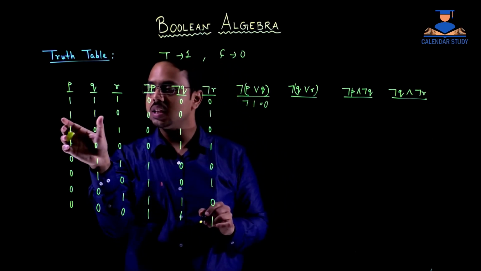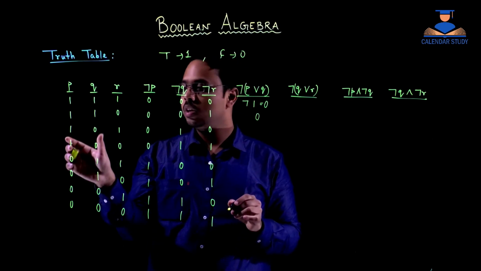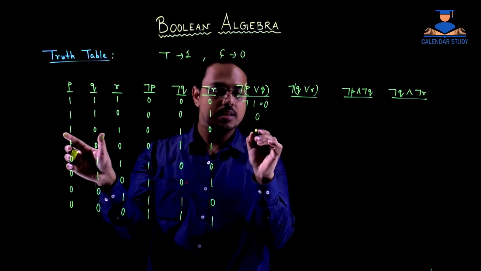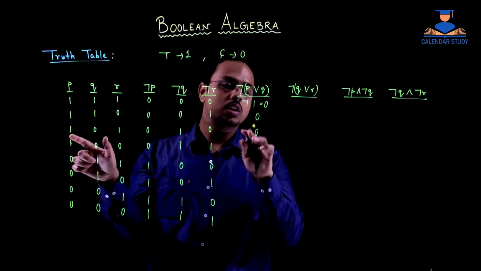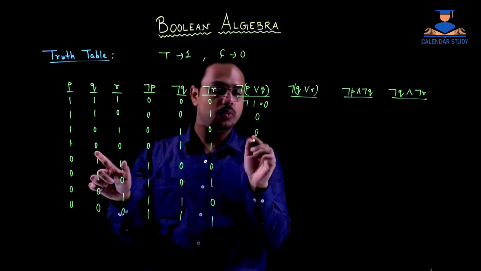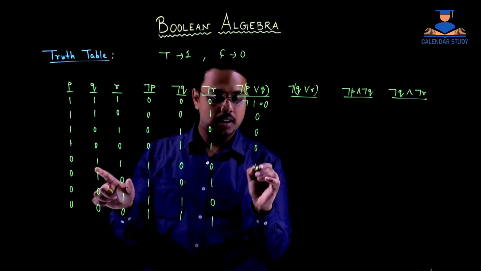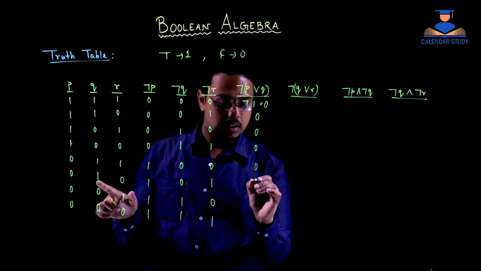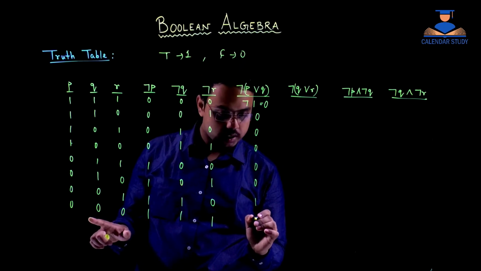Okay? Next, for this statement also, we get a 0. For this, we get a 0 again, as P or Q is 1. So, not of 1 is again 0. Next, here also we get 0. In this statement, we get a 0. Here we get a 0. Here we get a 1. And here also we get a 1.